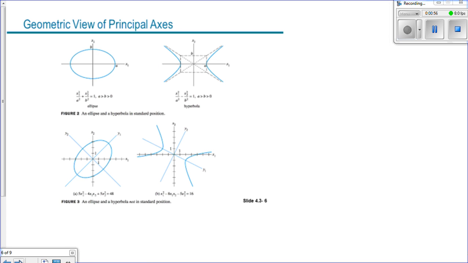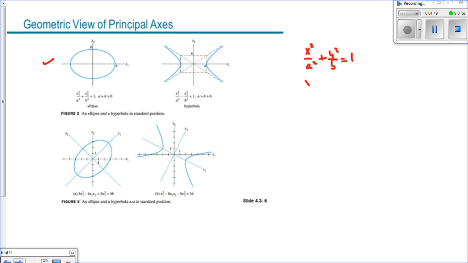Okay, back in pre-calculus, you probably studied conics, and you saw that when you had a certain form, x squared over a squared plus y squared over b squared equal to 1, you had an ellipse. That was the standard form for an ellipse. So this would be our ellipse in standard form.